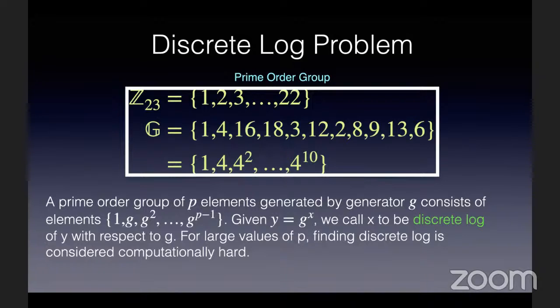And the issue is for large values of p. For illustration, I just chose a very small prime, p, which is 11. Finding this discrete log is considered computationally hard. So for example, in this case, 4 to the power 5 is actually 12. But if I just give you 12 and ask you what power of 4 is 12, there's no algorithm to compute 5 and say 4 to the power 5 will give 12 in this group, right? Because you basically have to try all the possibilities.